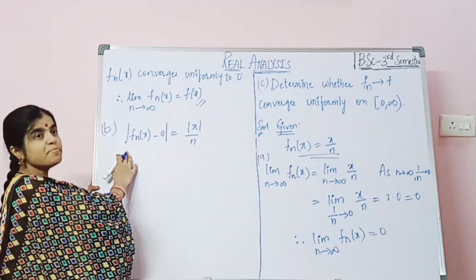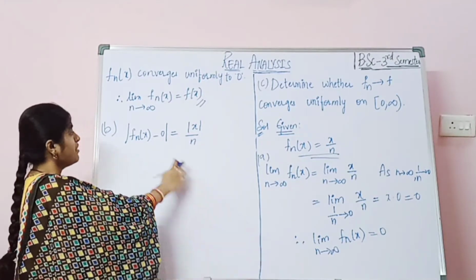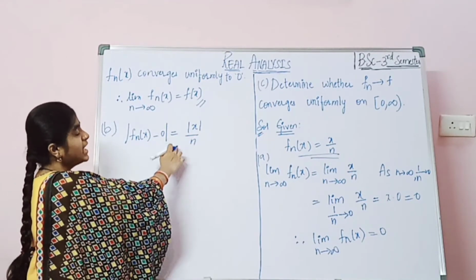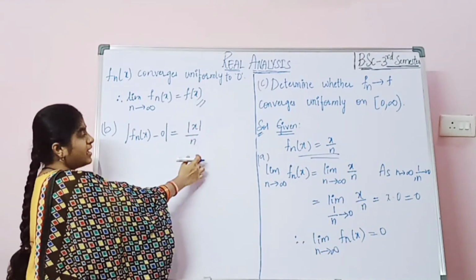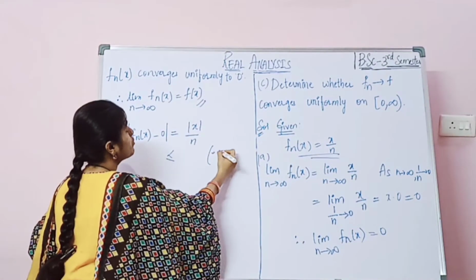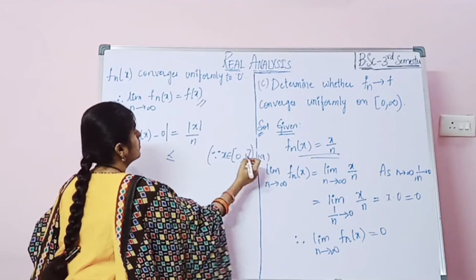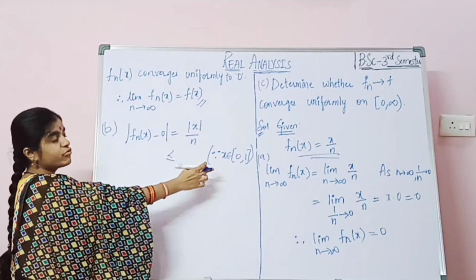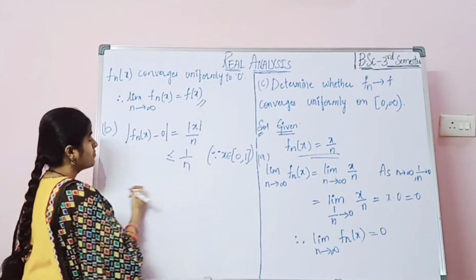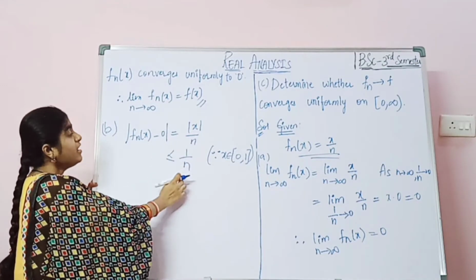So in the b bit, mod fn of x. So what is f of x here? We now have the f of x value. F of x equals 0. So mod fn of x minus 0 equals mod x by n, which is less than or equal to, since in the b bit x belongs to the closed interval 0 comma 1. So x belongs to 0 comma 1, so it is less than or equal to 1 by n.